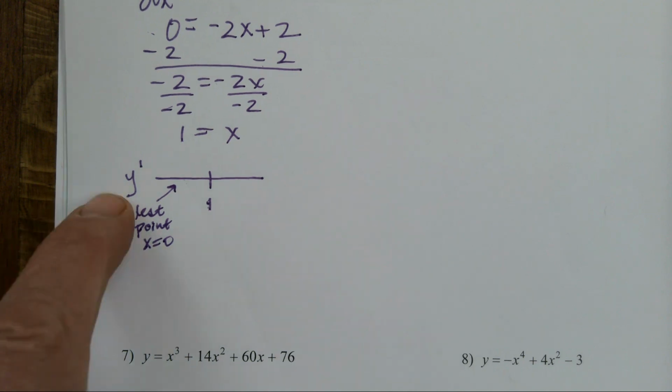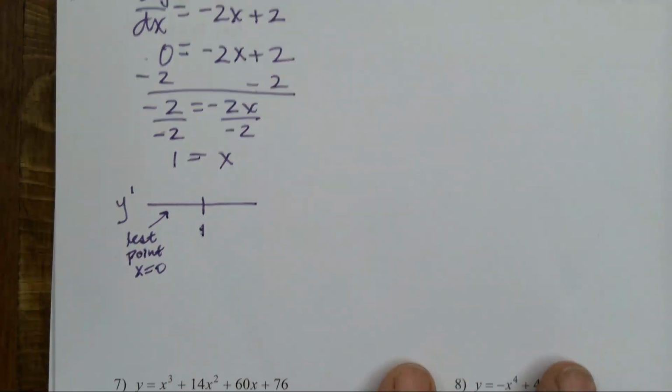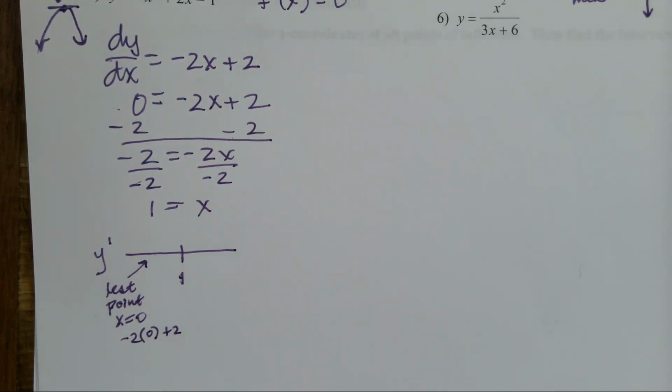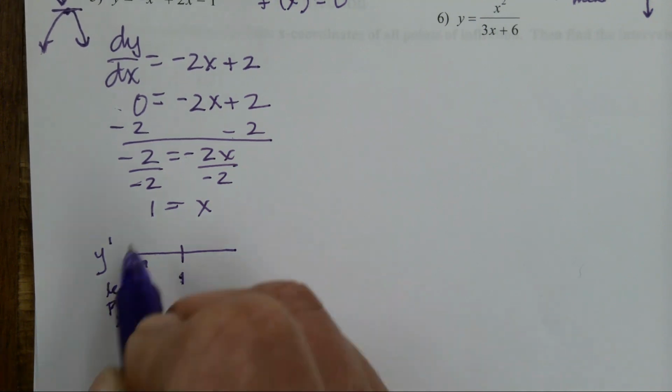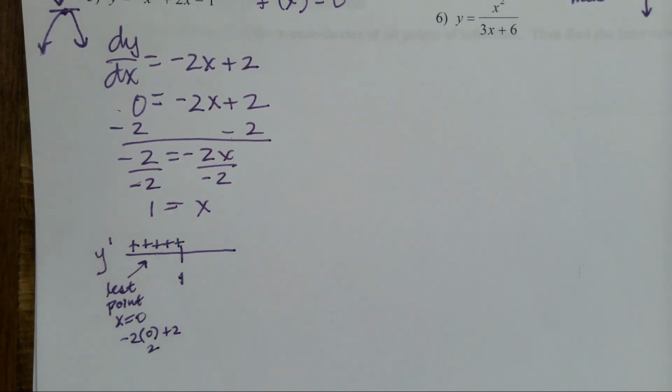This is a y prime chart, so I'm going to test this value in my derivative. So I want to figure out what negative 2 times 0 plus 2 is. What is negative 2 times 0 plus 2? 2. That's a positive area. And what that means to me again is, if this came out positive when I plugged in 0, and 0 is in the region to the left of 1, then any value I would put in this derivative is going to also come out positive.